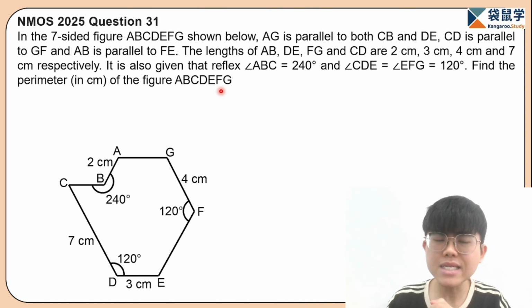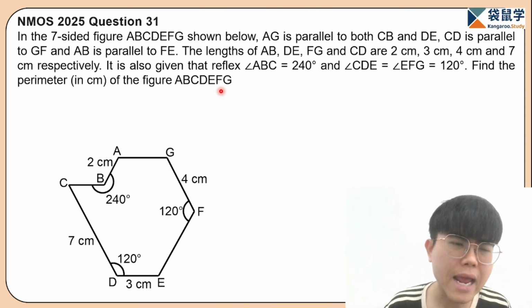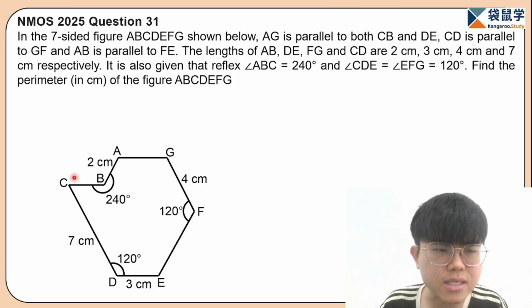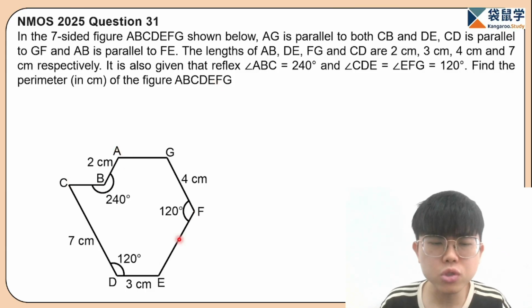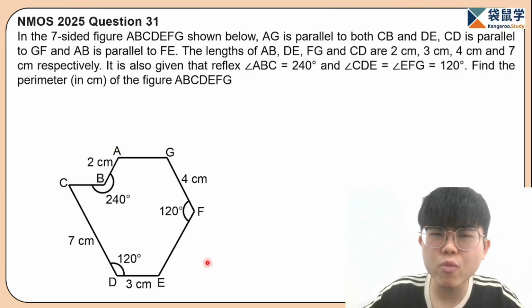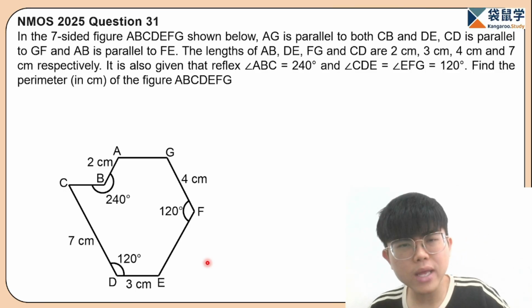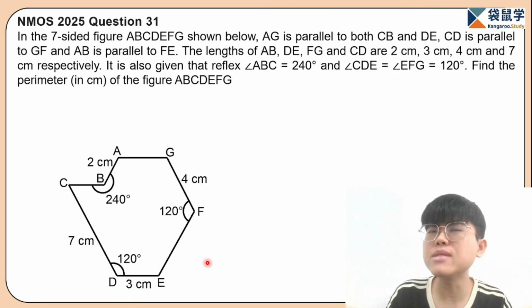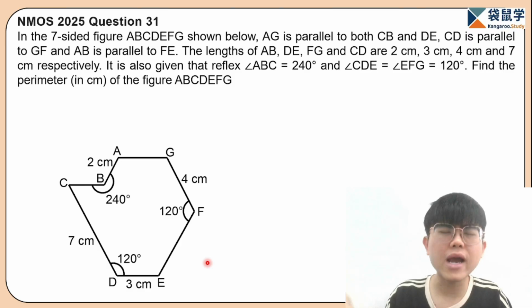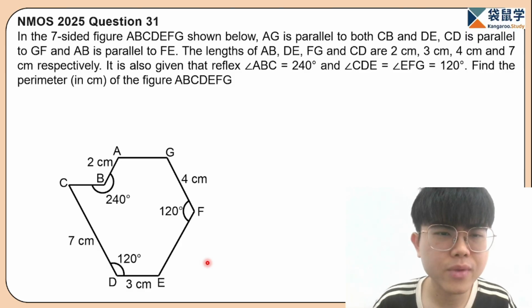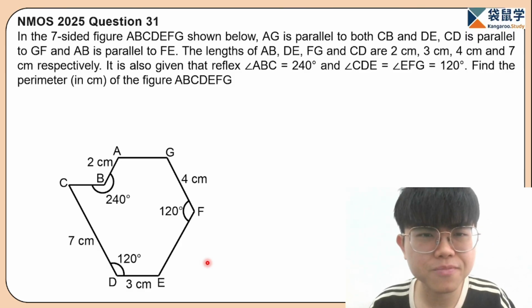You can see that in this case, we are given 4 of the lengths, but we still have to find out the remaining CB, AG, and also FE. These 3 side lengths, we do not know anything about them. We need to find them out. But how do we do it? It seems like we are not able to directly calculate these 3 lengths. So how do we solve this question?